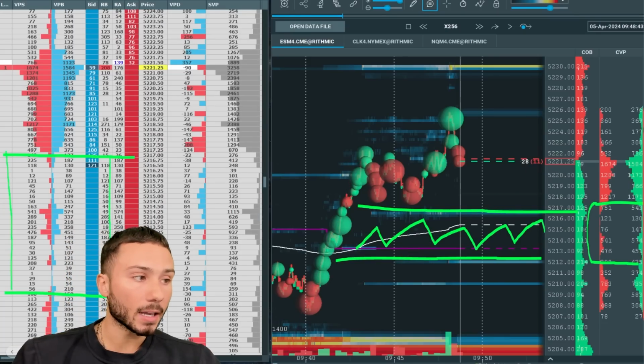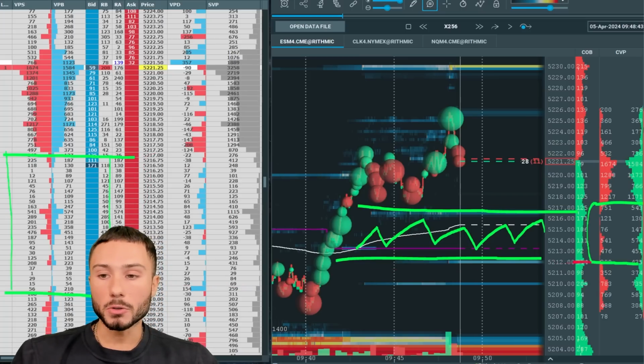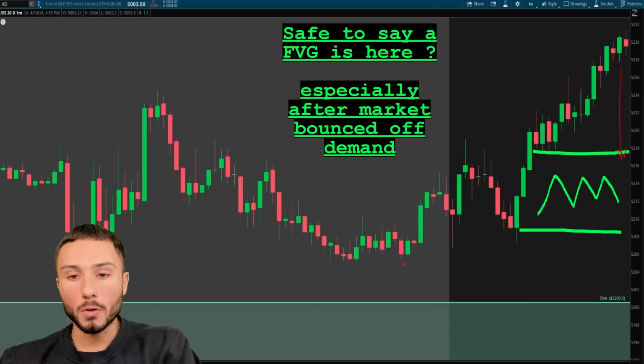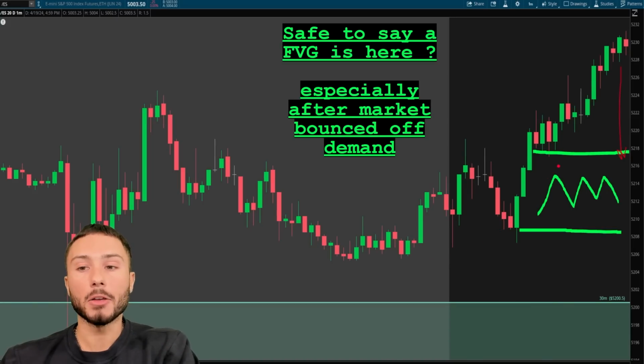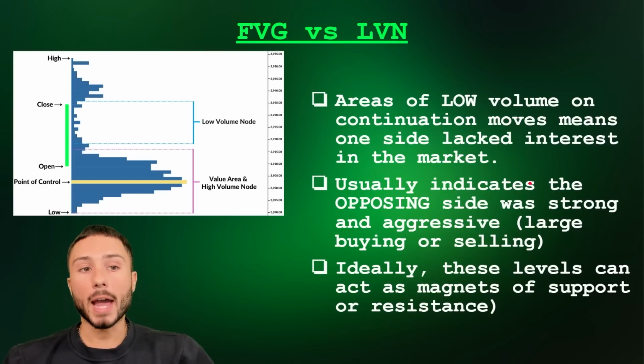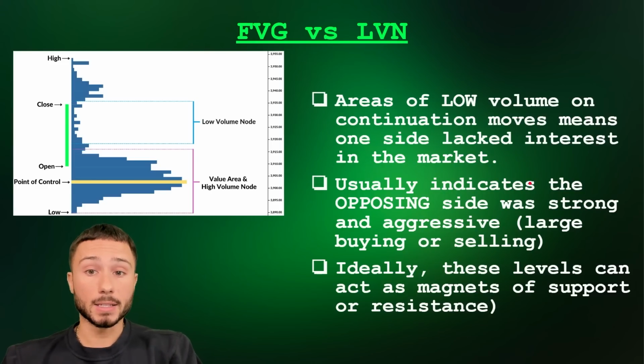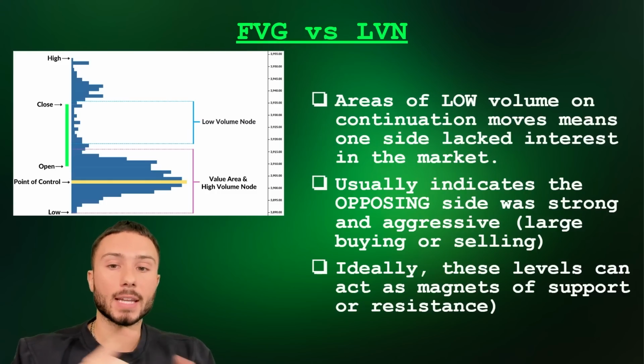Looking at the depth of market, we can see an area of low volume starting at 52.17 all the way down here to 52.12, right? We can see the market rally up, leaving an area of very, very low volume. So now we have an area of a low volume node, which also validates why the fair value gap was created. So areas of low volume on continuation moves means that one side lacked interest in the market.